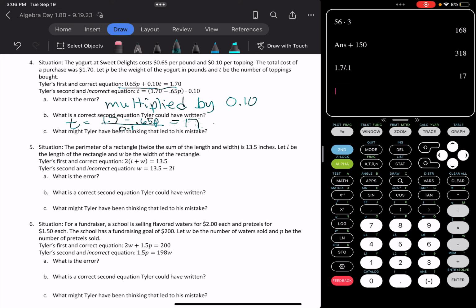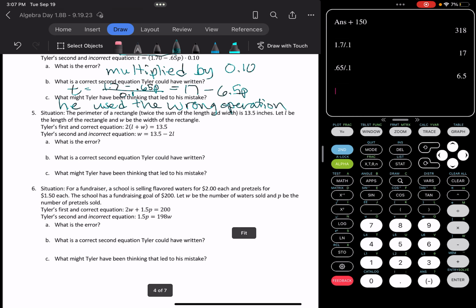Equals 17 minus 0.65 divided by 0.1 is 6.5p. So you can also write it as that. That would be acceptable as well. You can leave it with that fraction as well. So what might Tyler have been thinking that led to his mistake? He used the wrong operation.